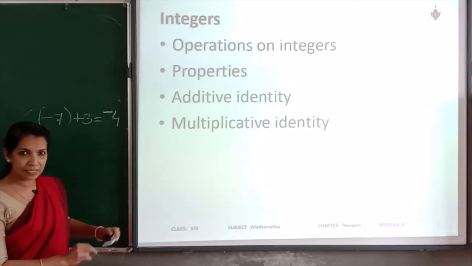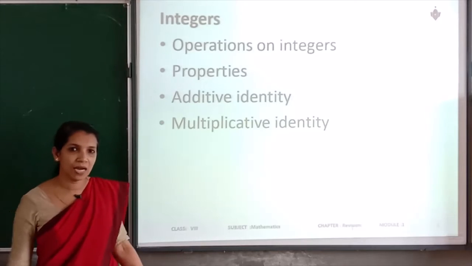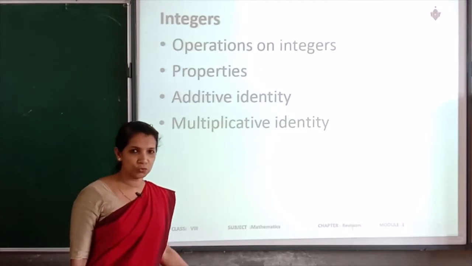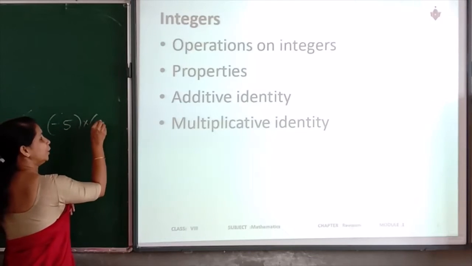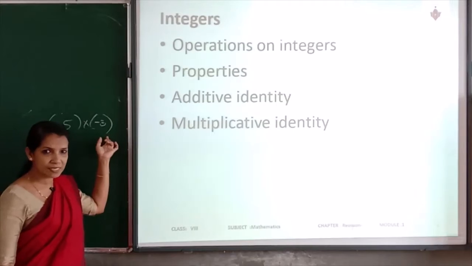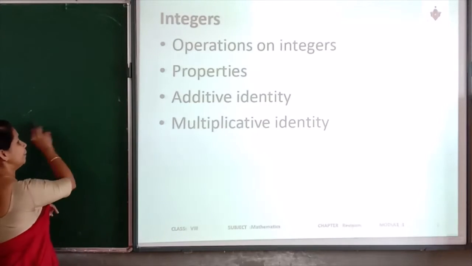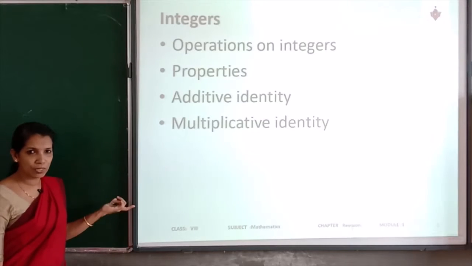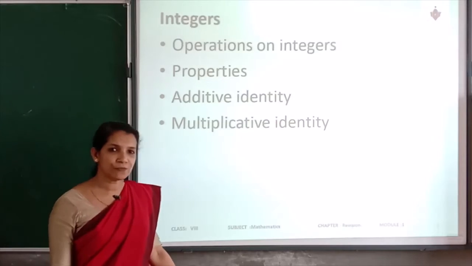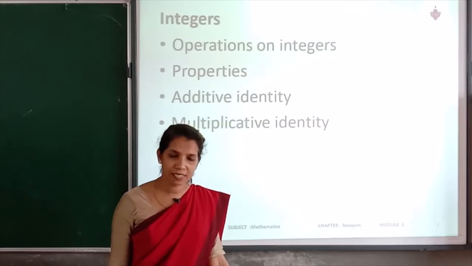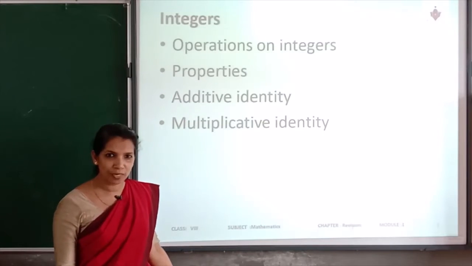Next, multiplication, that also you know. When you multiply two negative numbers, the answer is always positive. Example, negative 5 into negative 3. What will be the answer? Positive 15. And if you multiply one negative number and a positive number, the answer will be negative. Example, minus 5 into 3. Answer is negative 15.